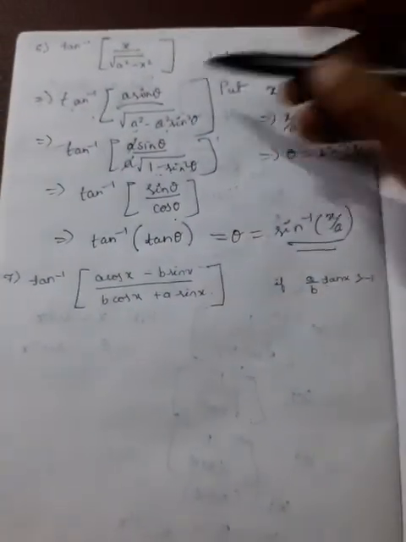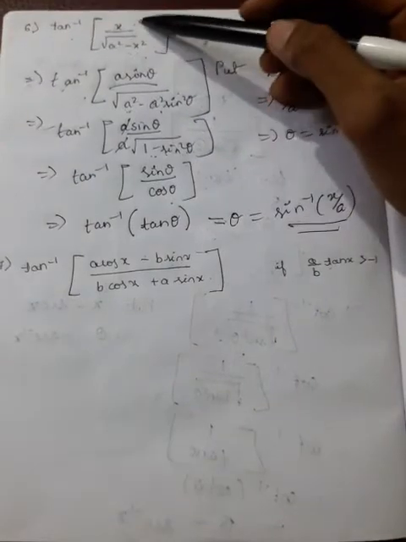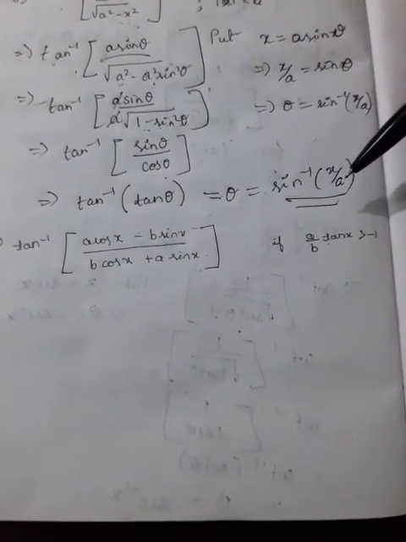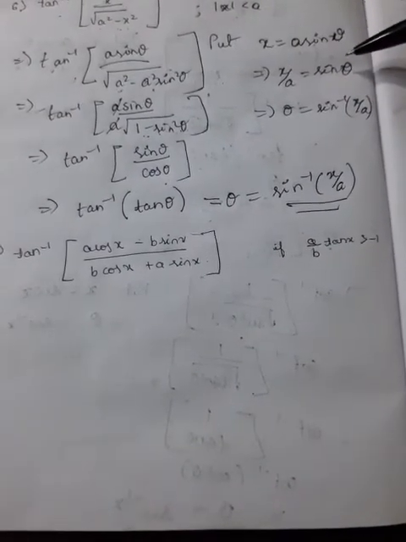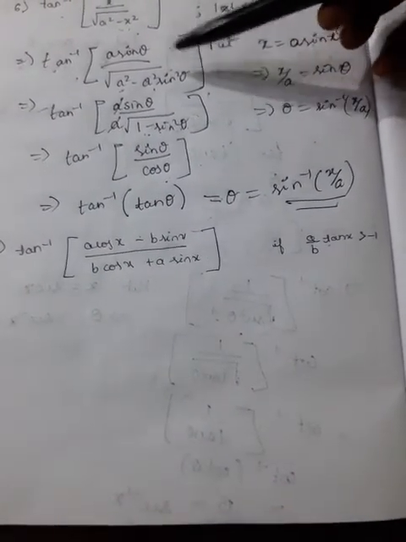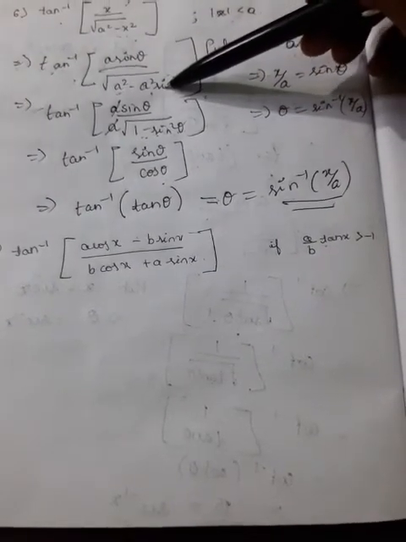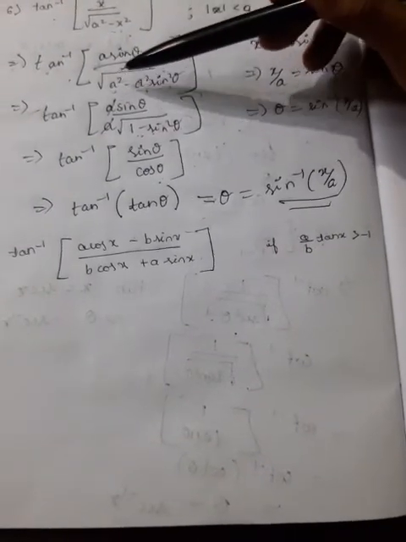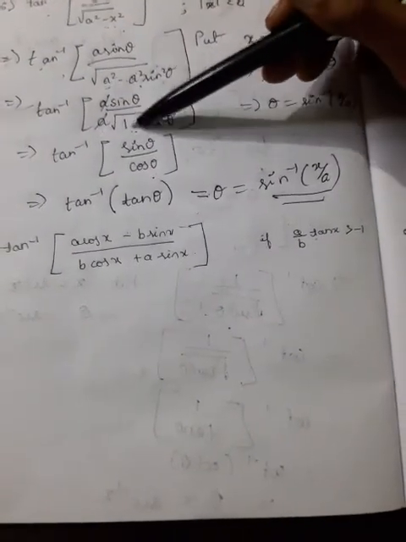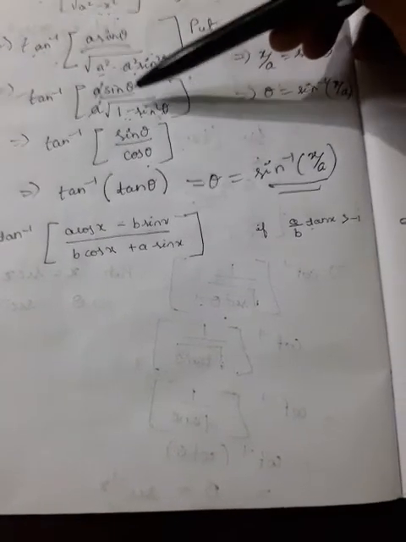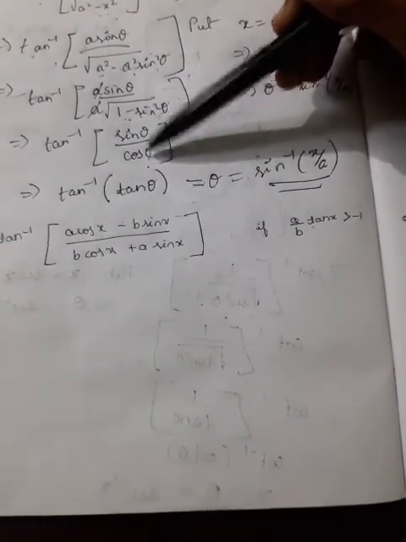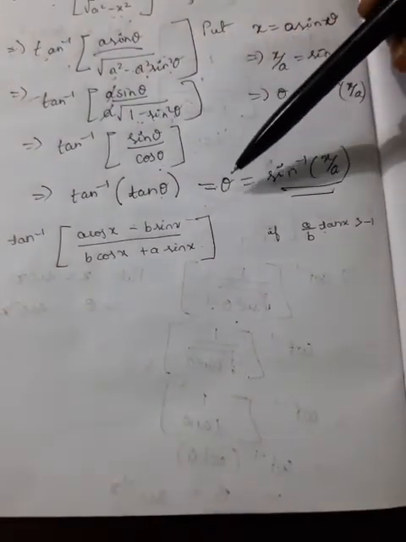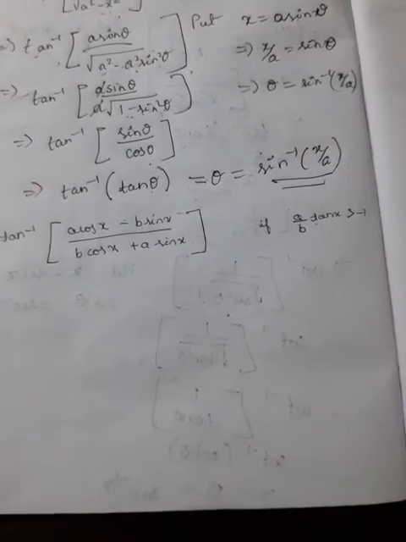Understood? To prove tan inverse of x divided by square root of a square minus x square equals sin inverse of x by a, put x equal to a sin theta. Substitute here. You will get a square common in the denominator. Take it outside. What is left? 1 minus sin square theta is left. Square root of a square is a, which gets cancelled. 1 minus sin square is equal to cos square theta. Again square and square root get cancelled. Cos theta left. Sin theta by cos theta is equal to tan theta. Tan inverse of tan theta is equal to theta. Here theta is sin inverse of x by a.